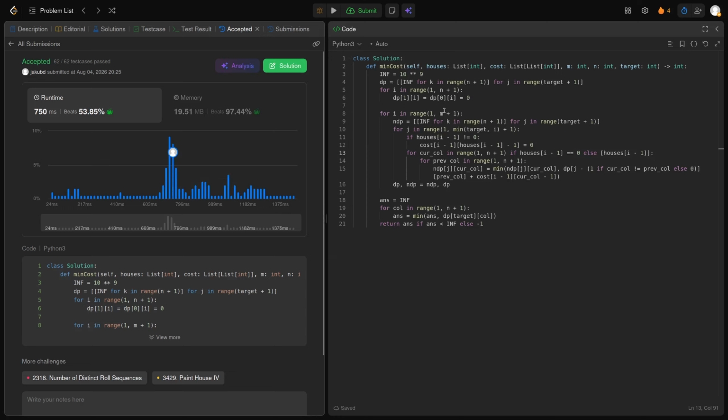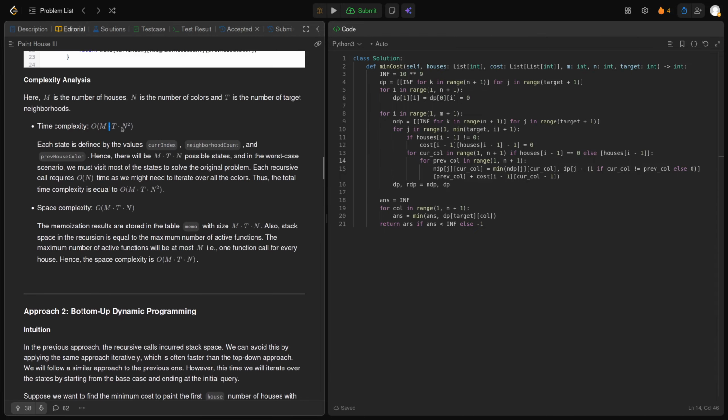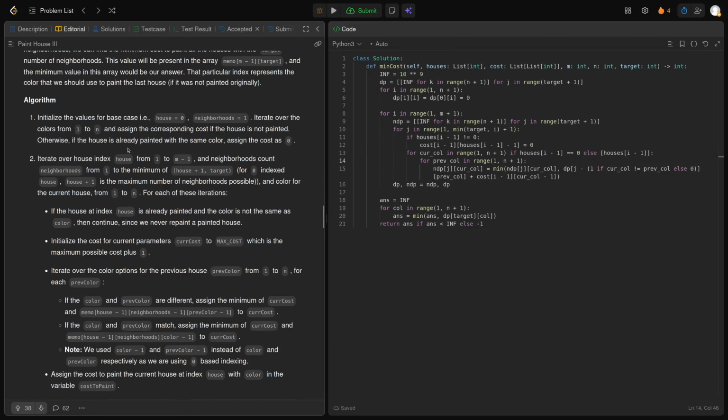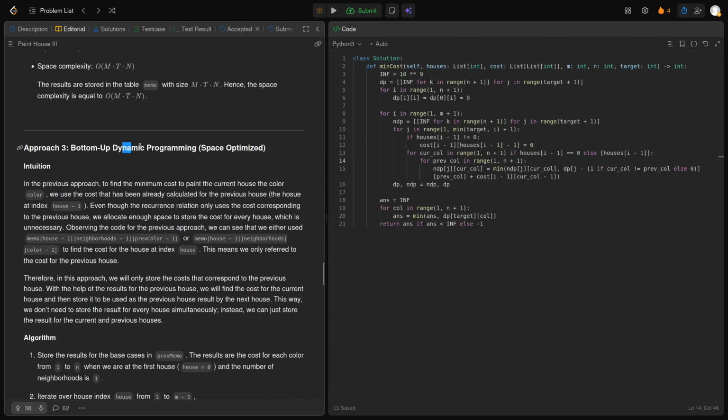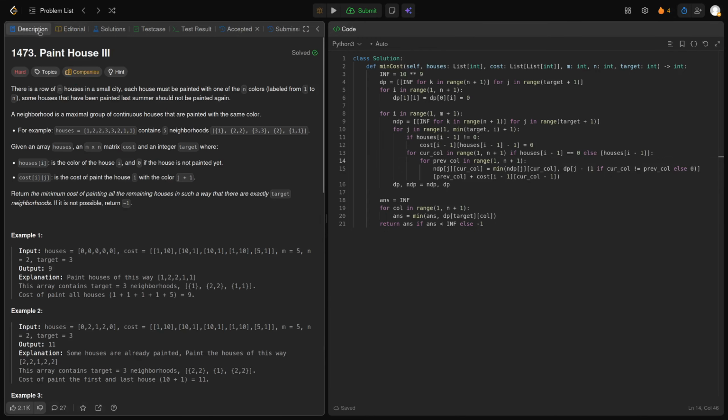So I mean, our solution is space complexity, it's target, so like m times n, and this is m times n times n, which is a bit excessive. Let's see, m times target times n squared, bottom-up dynamic programming, space optimized. Okay, fair enough.